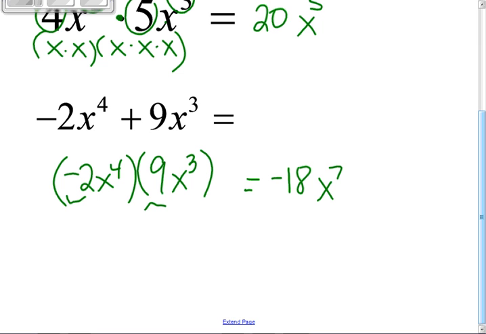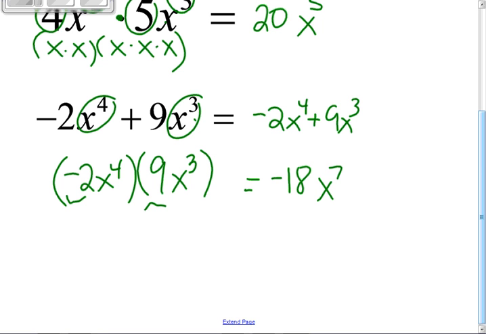Can I add these? No, because there's a box that says x cubed on it. Another box is x to the fourth. While they're alike, they're not alike. They look alike, but they're not. This you can do nothing with. That's it.